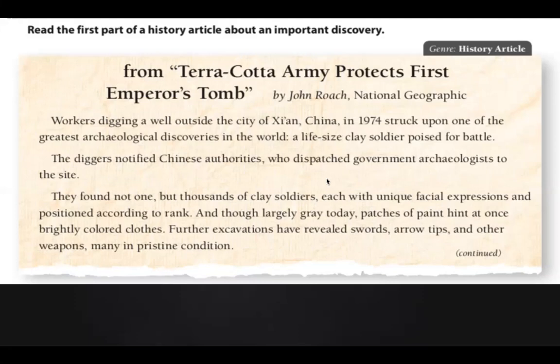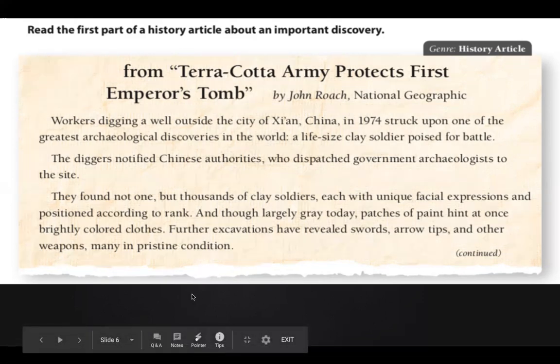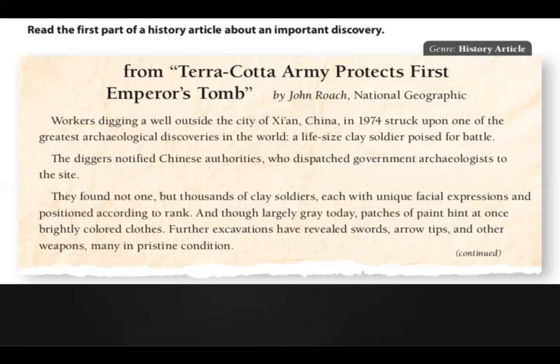They found not one, but thousands of clay soldiers, each with unique facial expressions and positioned according to rank. Although very gray today, patches of pink hint at once brightly colored clothes. Further excavations have revealed swords, arrow tips, and other weapons, many in pristine condition.